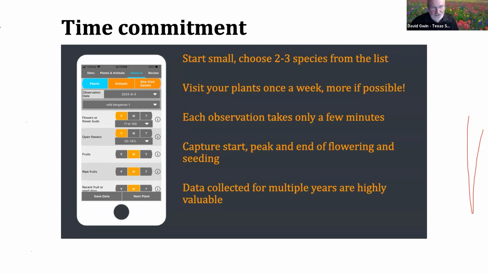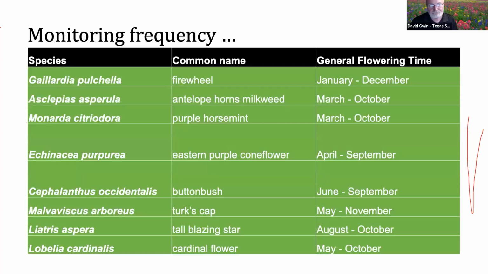Okay. Each observation, as you might gather, if you're only answering the yes or no questions, can be extremely fast. You can do yes, no fairly easily. If you decide to go deeper, obviously it will take a little bit more time. But like I said before, we're trying to capture that start, peak, and end of both flowering and seeding as part of time to restore. That's what we're trying to understand most from native plants. So anything that you can do to collect those kind of data with the plants you observe is really important as part of this project.